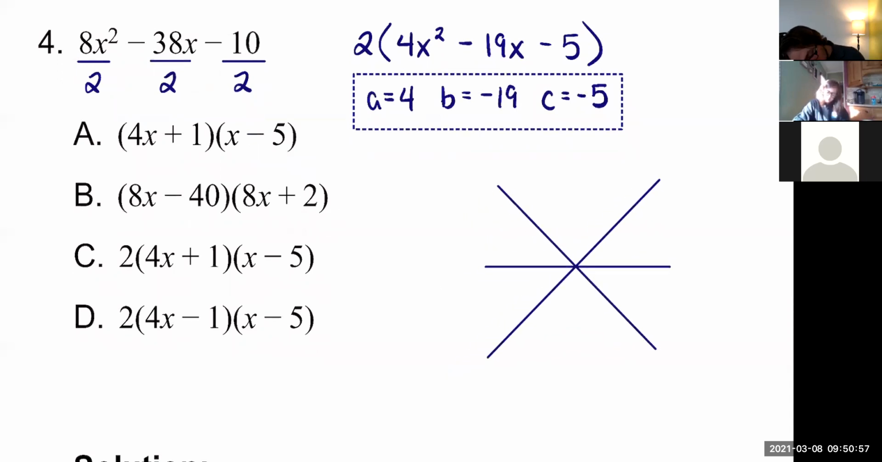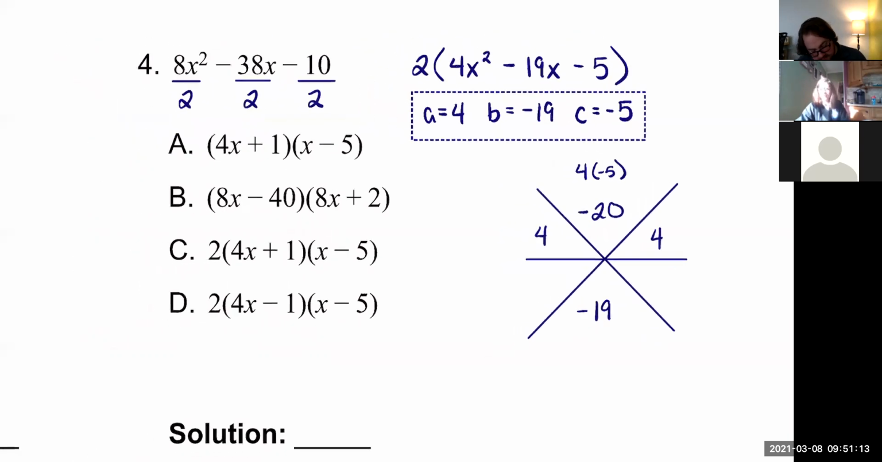So grabbing our asterisk here, A times C on top, we're looking at 4 times -5, which gives me a -20. A on either side gives me 4s. B on the bottom is a -19. So factors of -20 that also add to equal -19.